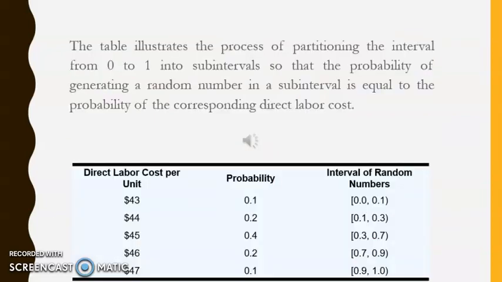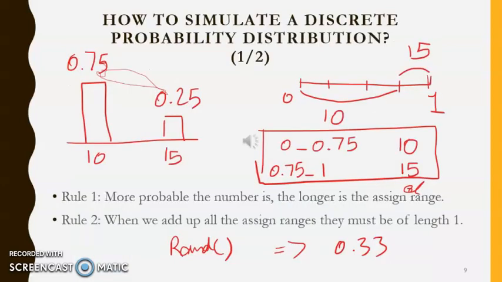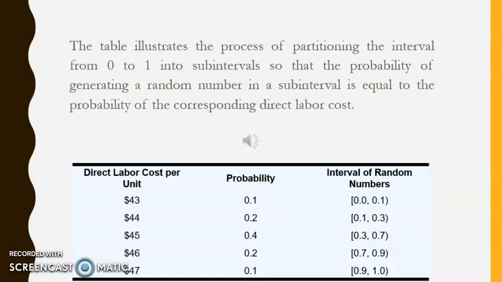So in the case of the Sanatronics that we have, the associated table documentation is like this. The table illustrates the process of partitioning the interval from 0 to 1 into subintervals so that the probability of generating a random number in a subinterval is equal to the probability of the corresponding direct labor cost. So it is talking about the Sanatronics case that we had.